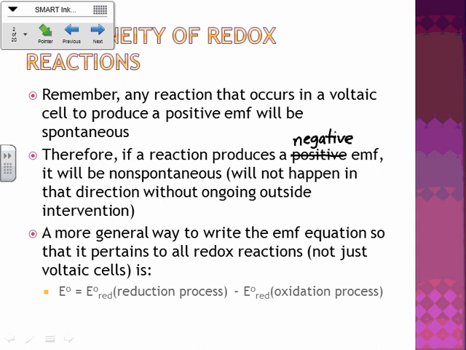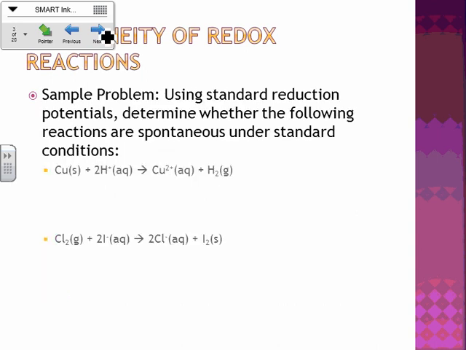So we can write the EMF equation in a little more general way. Instead of writing anode and cathode, because that's language specific to a voltaic cell, we can calculate the E of any redox reaction if we just take the reduction process minus the oxidation. The cathode is where the reduction is occurring, the anode is where the oxidation is occurring. So it's basically the same equation, just renaming our terms a little bit.